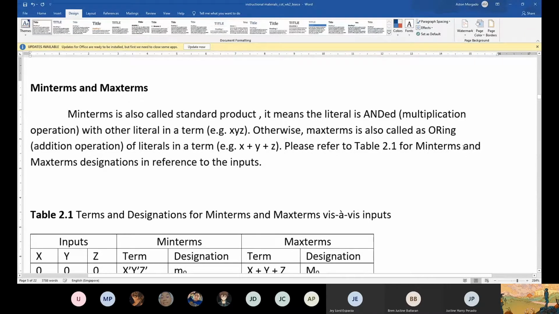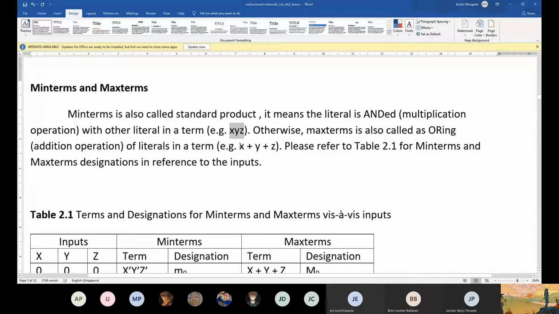Otherwise, maxterms is also called ORing. In a logic circuit, when you say OR, that is actually an addition operation. For example, you have X plus Y plus Z. In comparison, when you say XYZ, it's actually X times Y times Z. Parang sa algebra, di ba? When you say AB, it's actually A times B. Likewise here, XYZ is X times Y times Z, which is ANDing of literals.